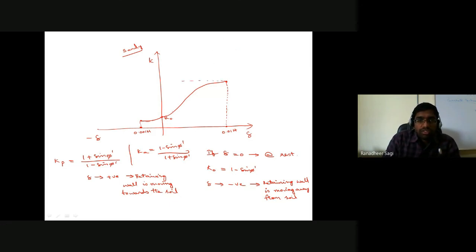The corresponding coefficient of earth pressure for the passive state is indicated as Kp, and for the active state it is indicated as Ka. So from this also we clearly understand Ka is always less than K0, which is always less than the Kp value.